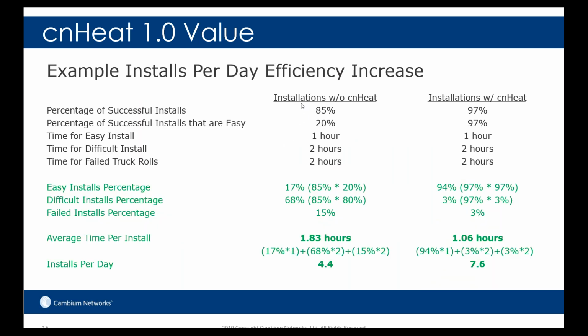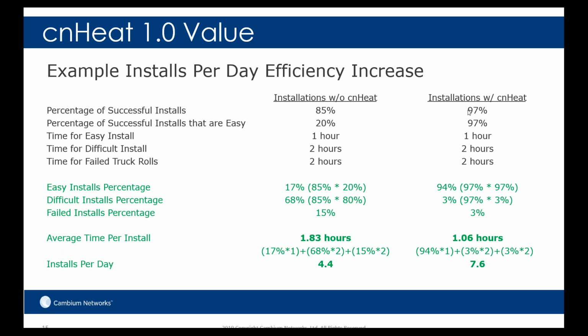If we quickly look at something without cnHeat and with cnHeat, let's say we're going back into West Texas or Wyoming, where you succeed a lot of the time. Let's say you succeed 85% of the time, but maybe 80% of the time you're not optimal in placing your installs. Time for an easy install might be an hour, time for a difficult install is 2 hours, and time for a failed truck roll is 2 hours because you have a large area to cover. I won't go through the math, but your average time per install without cnHeat might be a little under 2 hours, when you can do a little more than 4 installs a day.